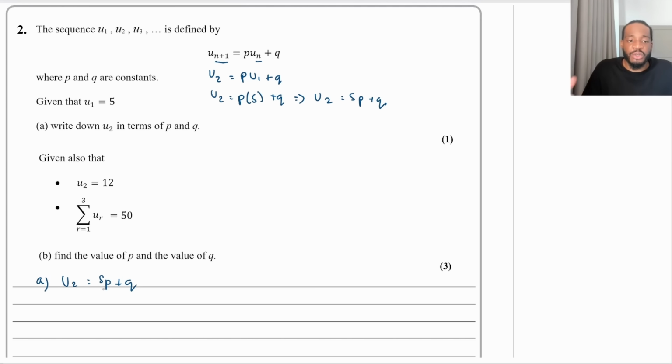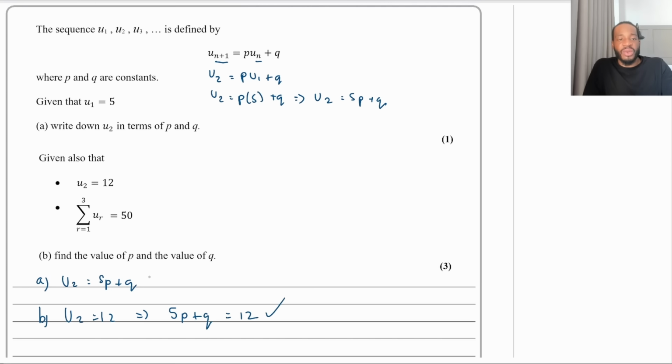How do you do that in maths? You solve simultaneously. So what I need to do is form 2 equations in terms of P and Q and then solve it simultaneously. Looking at the first bullet point, they've told us that U2 is 12. That's very helpful because that tells me that 5p plus q, which is U2, is equal to 12. So that will be my first equation.